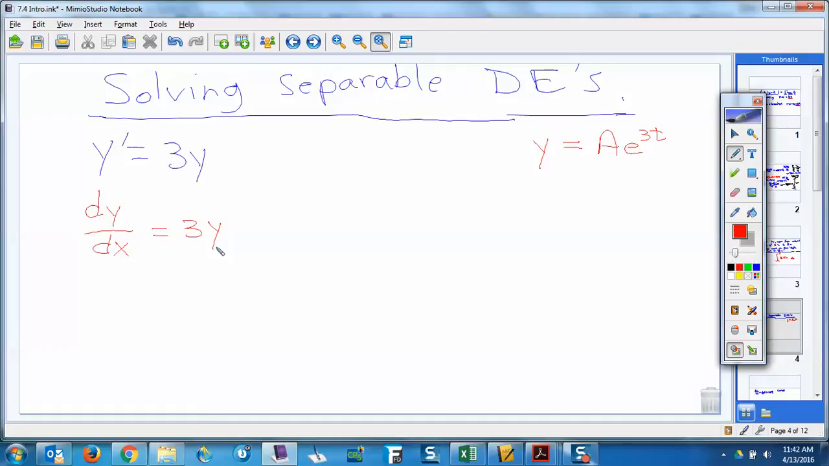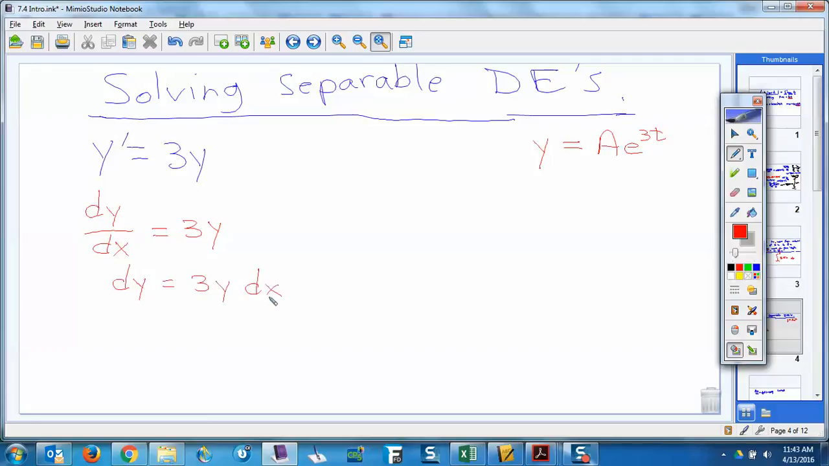Now, what we mean by separating is we want to get the x's all on one side and the y's on another. Since the dy is on top, that's going to stay here. Since the dx is on the bottom, we're going to multiply it over to this side. We're going to separate the x's and the y's. So I'm going to move this dx over to this side. Now, that gives me dy equals 3y dx.